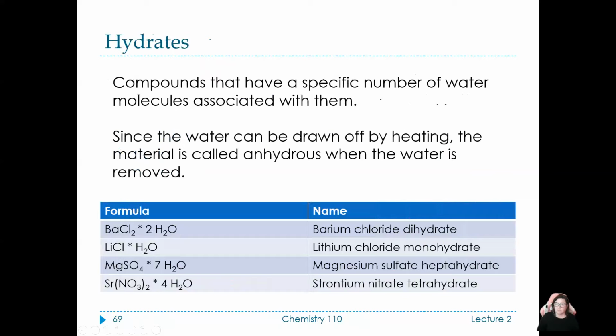Hydrates. These are compounds that have a specific number of water molecules associated with them. So barium chloride with two H2Os is barium chloride dihydrate. That's how we name that. Since those waters are associated with it in its normal state, it's dihydrate, heptahydrate, tetrahydrate. Hepta is the 7, tetra is the 4. When we drive the water off of this, if we choose to do that, we call it anhydrous because it has no water.